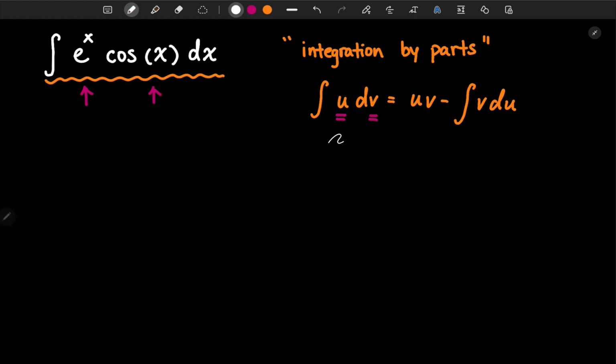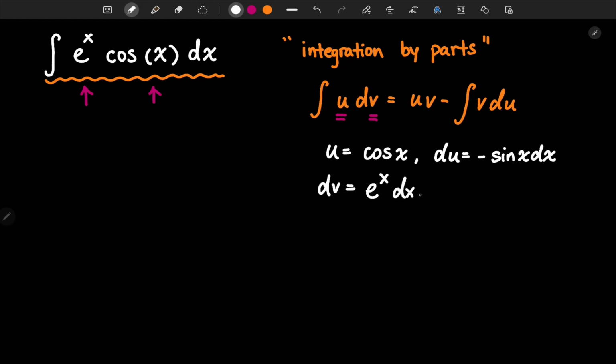In this question, we're going to set u equal to cosine x. So du, which is the derivative of u, is going to be negative sine x dx. And our dv is going to be e to the x dx. So our v, which is the integral of the right part, is going to be e to the x.